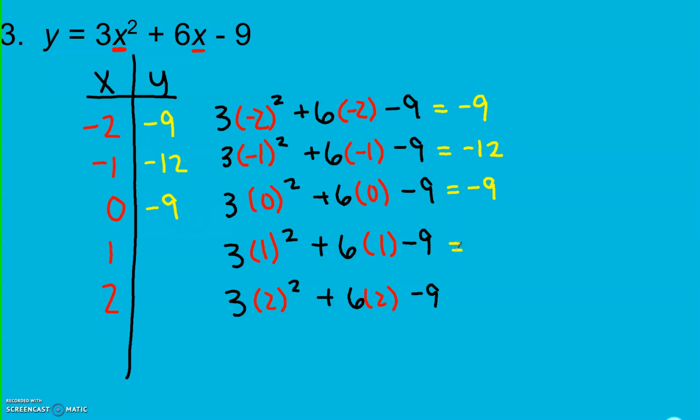Here, I'm going to get 9. And here I'm going to get 0. Let me fix that. 3 plus 6 minus, there we go. This should be 0. And now here, I will get 15. And that gives me my solutions and my table.